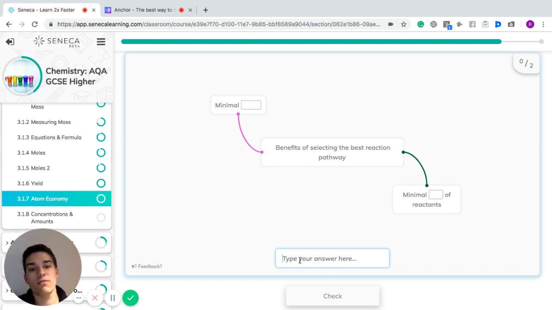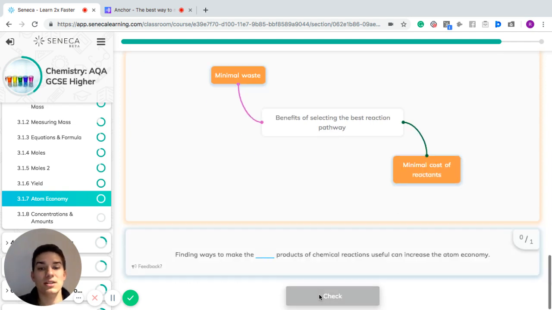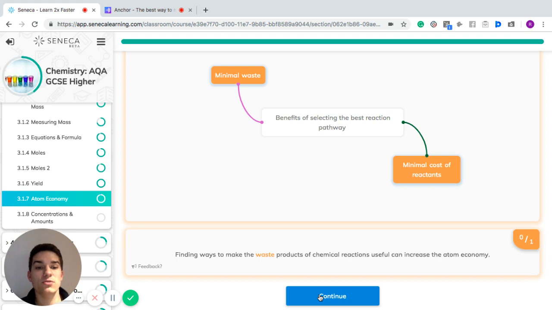So a couple of benefits of selecting reaction pathways. First of all, you've got minimal waste, and secondly, you've got minimum cost of reaction. So that's two things you need to consider. And finding ways to make the waste products out of chemical reactions useful can increase the atom economy.